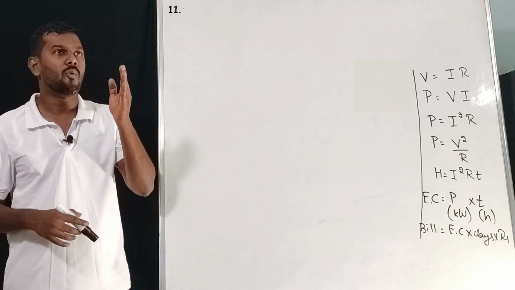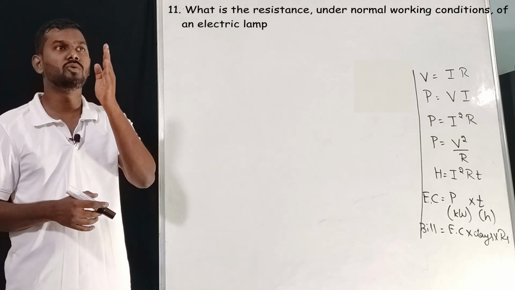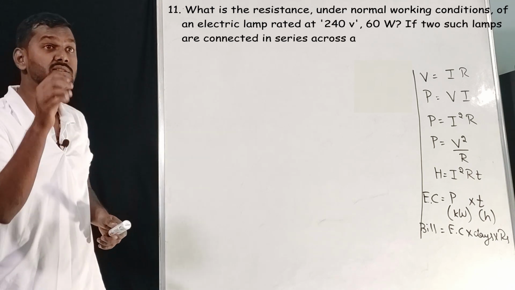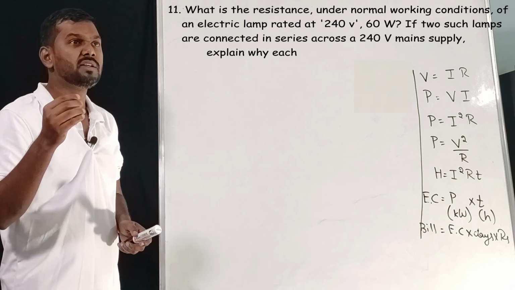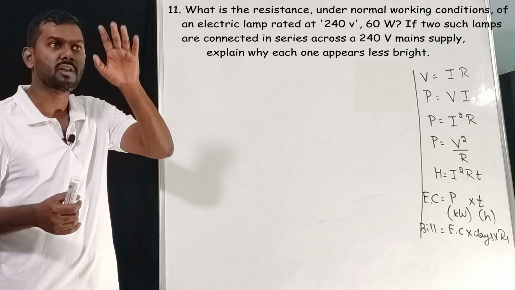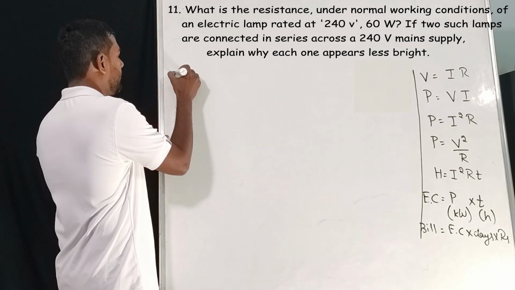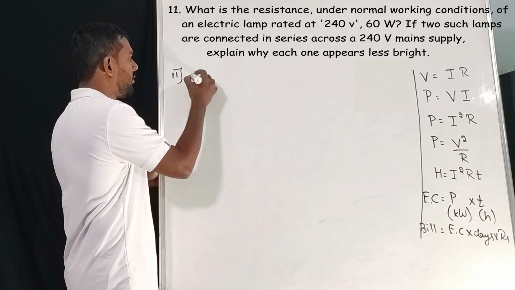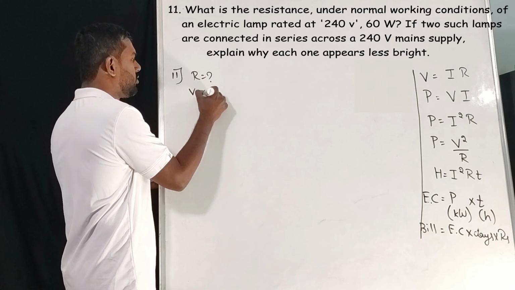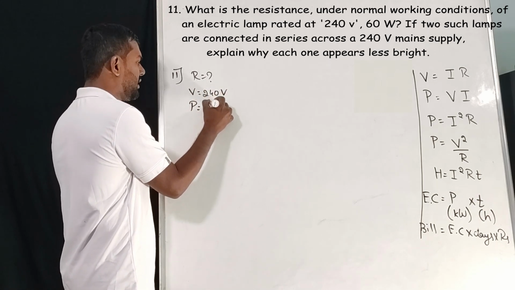Question number 11. What is the resistance under normal working condition of an electric lamp rated at 240 volts, 60 watt? If two such lamps are connected in series across a 240 volts main supply, explain why each one appears less bright. First we'll solve the first sub question, then I'll explain the second sub question. For the first sub question, what are the given data? We need to find resistance, and voltage is given. V is equal to 240 volts and power is equal to 60 watt.